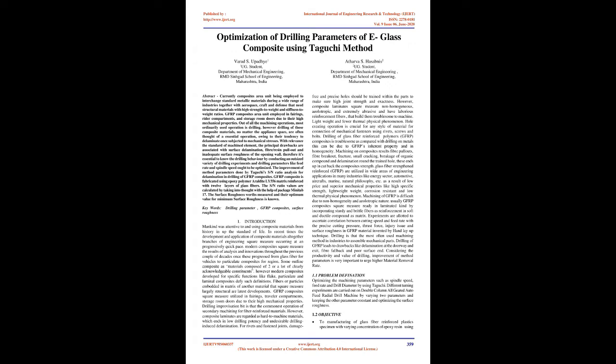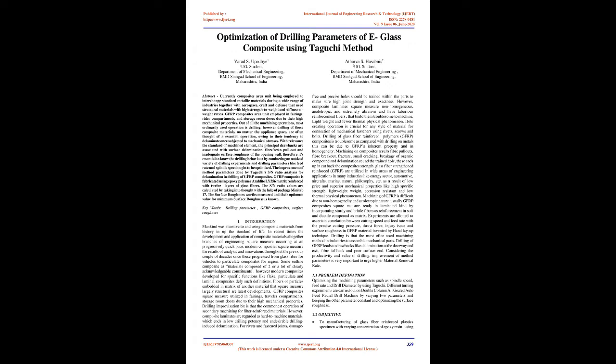1. Introduction. Mankind was aware of and using composite materials from history in improving the quality of life. In recent times the development and application of composite materials in all branches of engineering are occurring at an increasingly quick pace. Modern composites are the results of research and innovations throughout the previous couple of decades. Once these progressed from glass fiber for vehicles to particulate composites for aerospace.